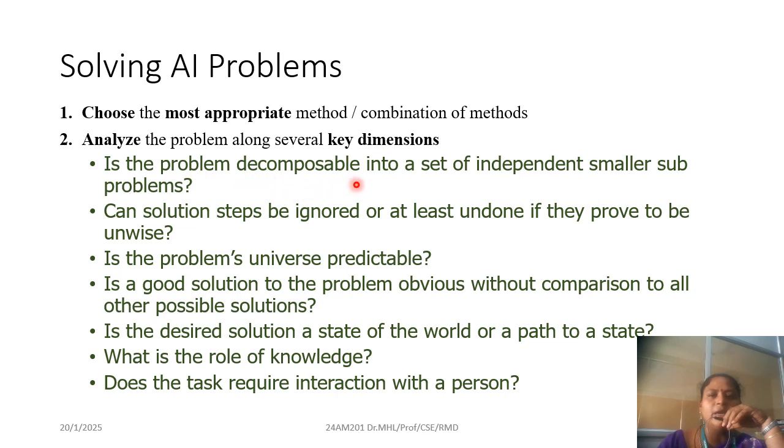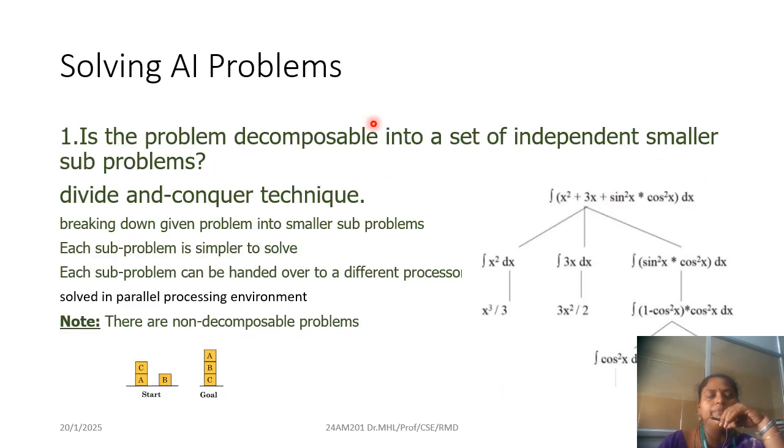Is the problem decomposable? Can solution steps be ignored? Is the problem universally predictable? Is a good solution to the problem obvious without comparison to all other possible solutions? Is the desired solution a state of the world, or is it a path to a state? What is the role of the knowledge? Does the task require interactions with the persons? We will see each topic in detail.